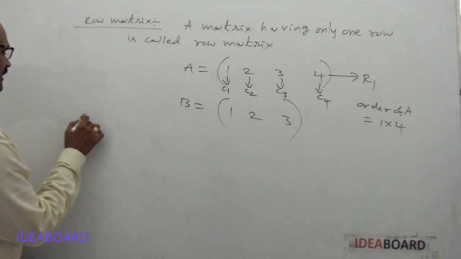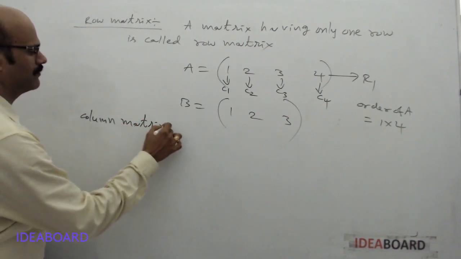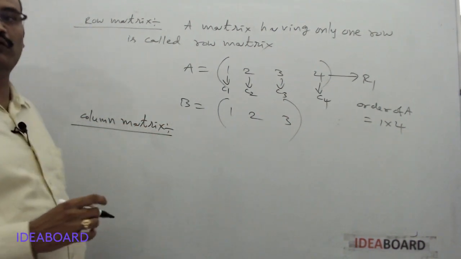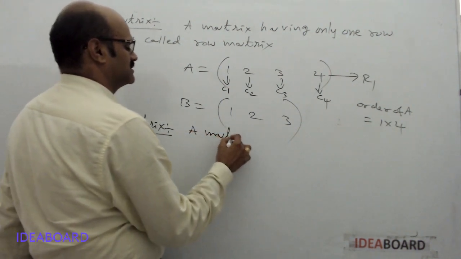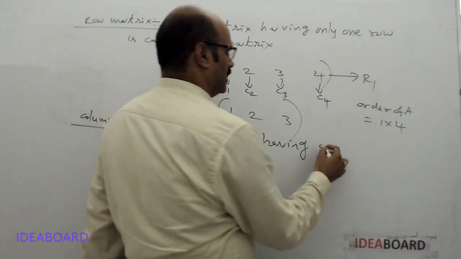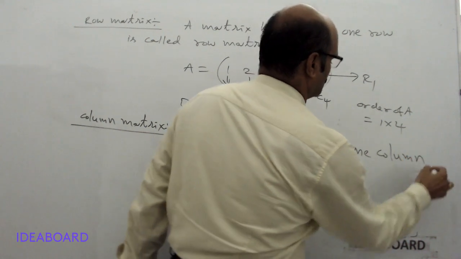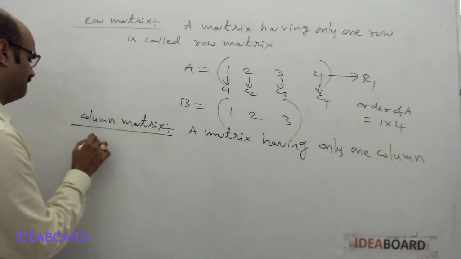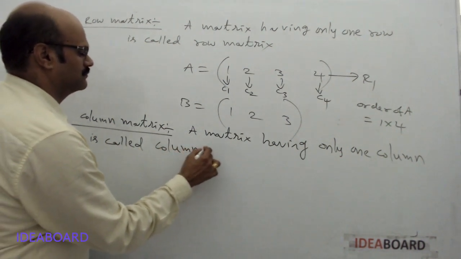Next, column matrix. A matrix having only one column is said to be a column matrix. A matrix having only one column is called a column matrix.